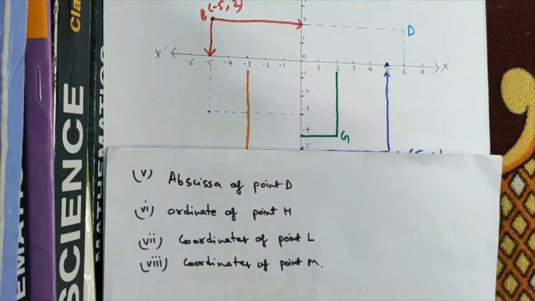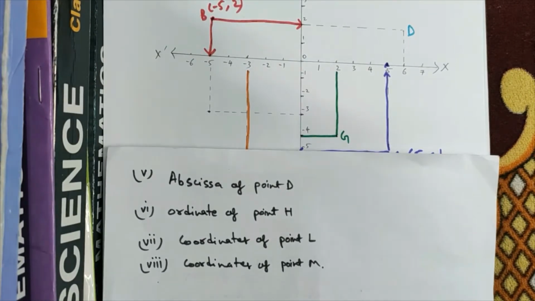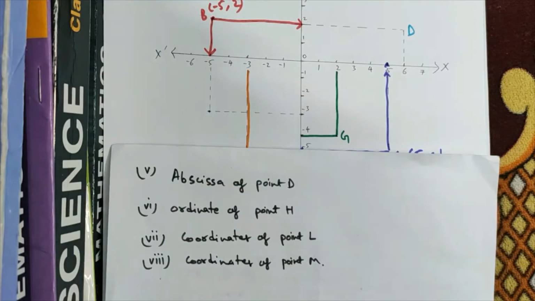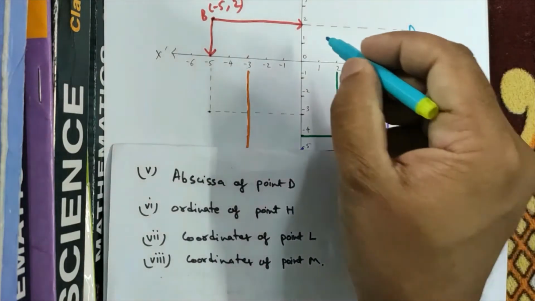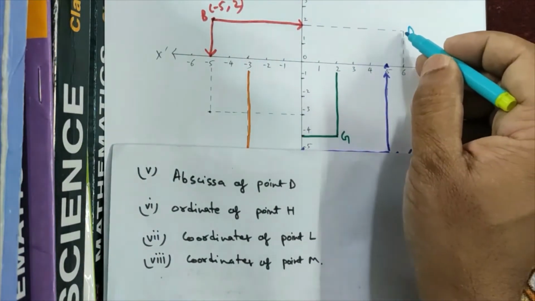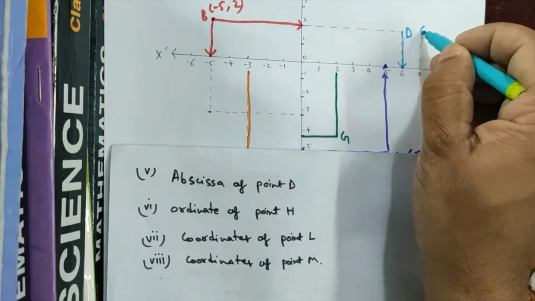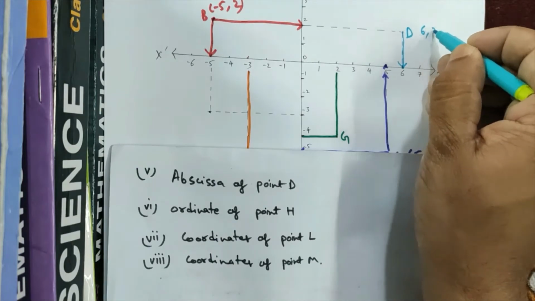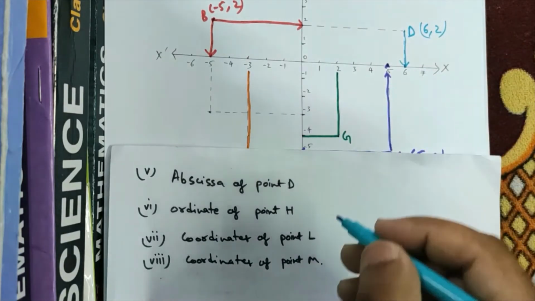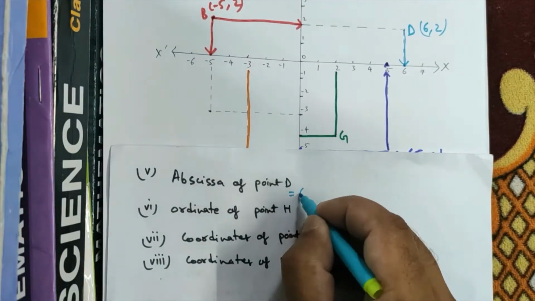In the fifth part, they are asking the abscissa of point D. Abscissa means the x coordinate. So this is point D. The point D is 6 comma 2. So the abscissa of point D is 6 basically.